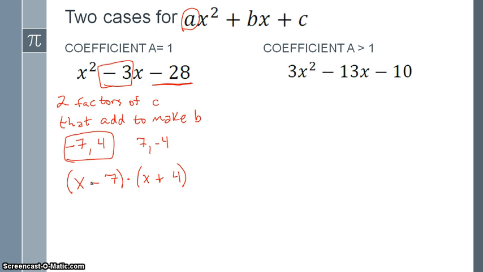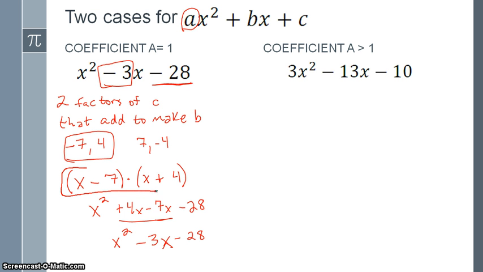So we see that if we were to use FOIL, first, outer, inner, last, we would get x squared plus 4x minus 7x minus 28, and our middle terms combine to make negative 3x minus 28. So that's a way you can check that your factors work, is if you obtain the same function when you factor back out.